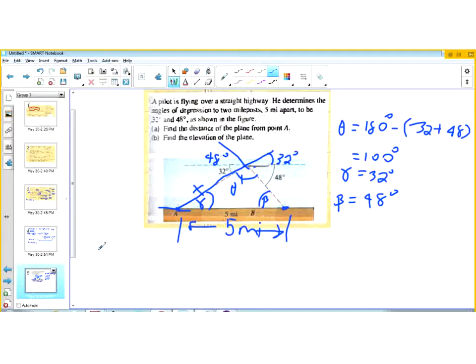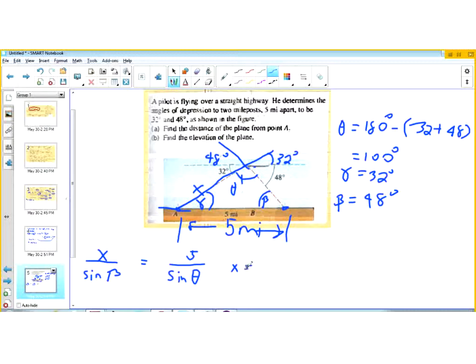Okay, so let's see here. So we have a relationship. We can use the law of sines here, right? So x over sine beta must equal 5 over sine theta, by the law of sines.